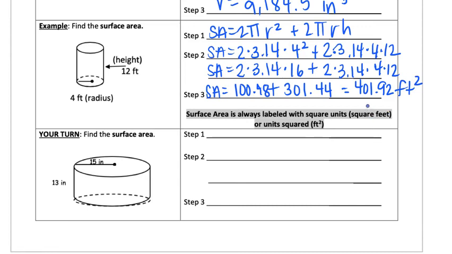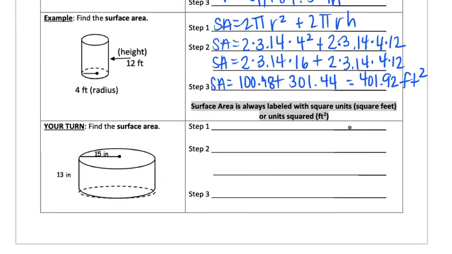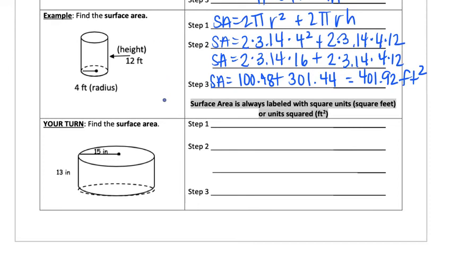So that's your example for finding the surface area of a cylinder. There's a few more steps here just because you have an exponent, multiplication, and addition. So just make sure you're following GEMDAS as you go through these. Feel free to pause and try the last one on your own.